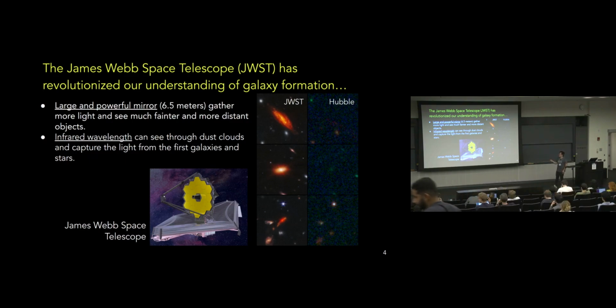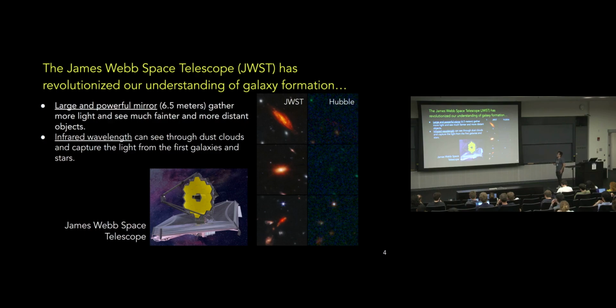But yeah, JWST can see a much farther and much fainter population of galaxies than its predecessor, the Hubble Space Telescope. For example, if you see here, there's this column, a little bit difficult to see with the light in, but this is the same photo for Hubble and the same photo for JWST. And here you can obviously see that Hubble is missing a lot of the galaxies that are usually redder, which are usually farther away, than JWST.